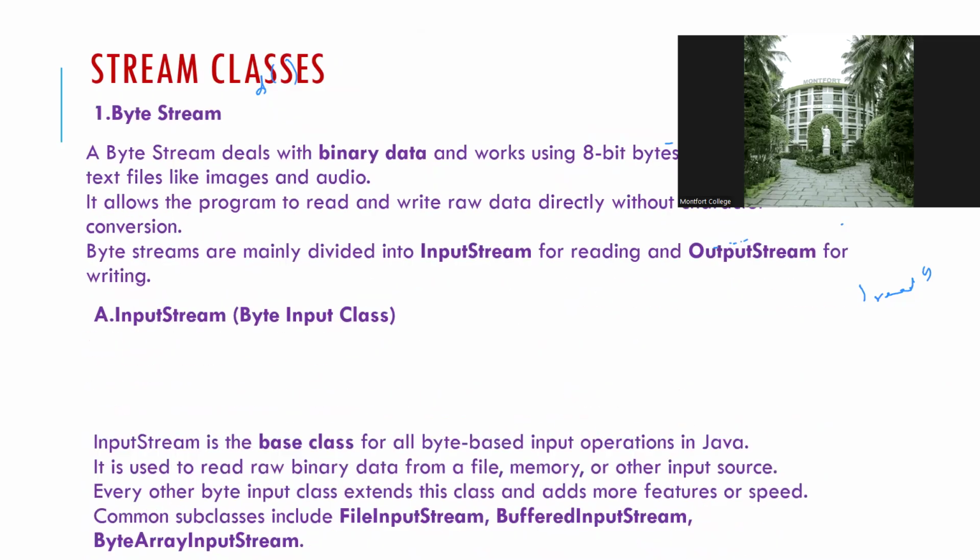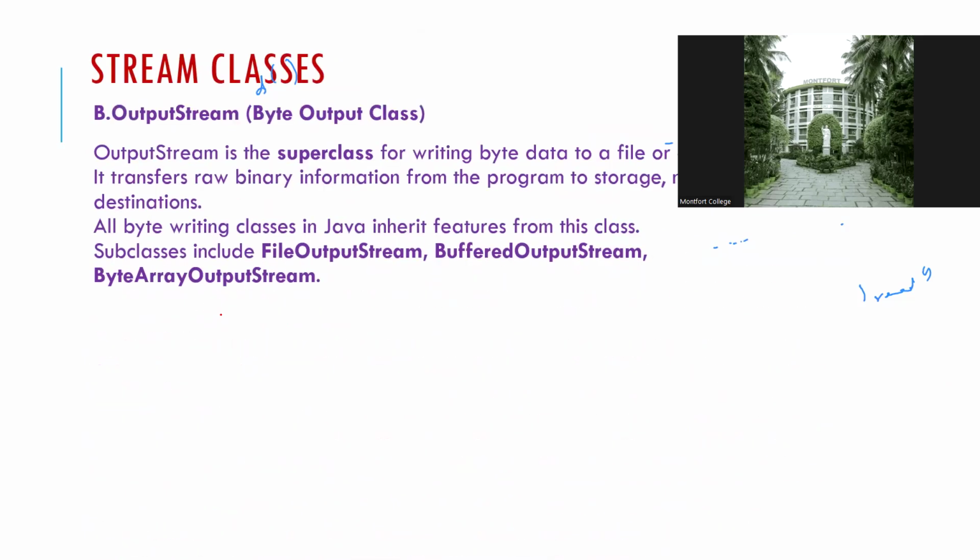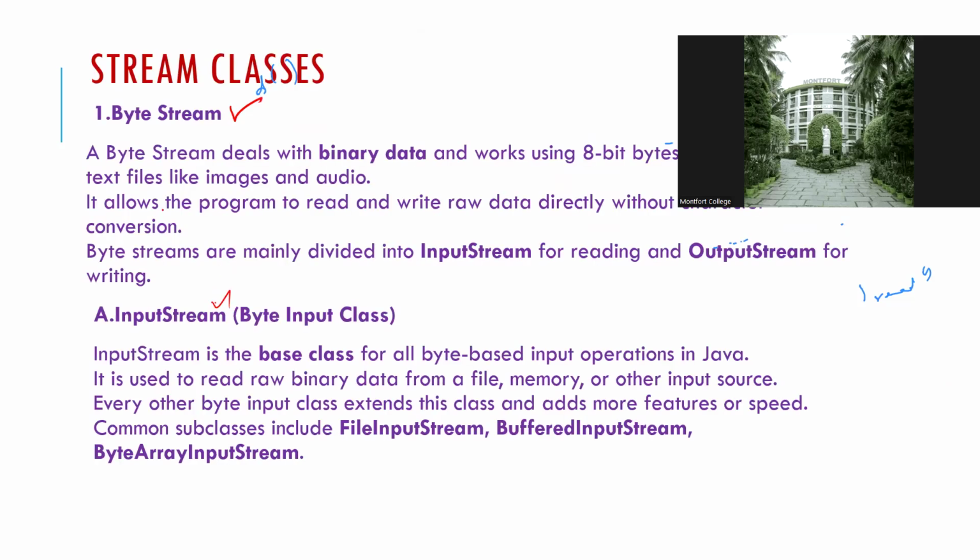Next, we have stream classes. The first one is byte stream. In byte stream, we have input stream and we have output stream also. A byte stream deals with binary data and works using 8-bit bytes, suitable for non-text files like images and audios.